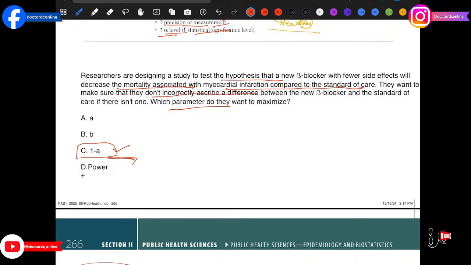They want to avoid falsely claiming a difference. So they're focused on alpha, not beta. Maximizing power is great, but that's about catching real differences. This question, it's about avoiding false ones. So the correct answer is again C, 1 minus alpha.